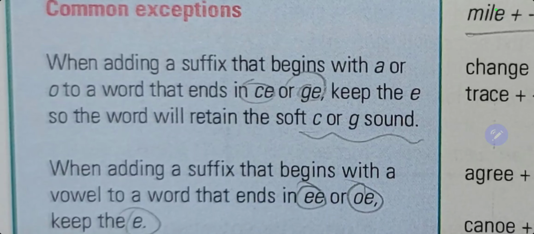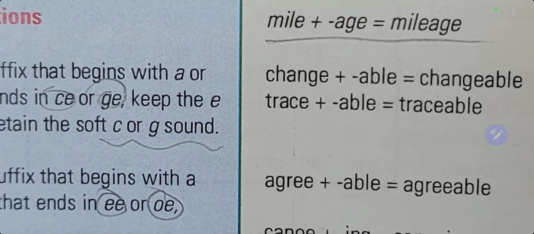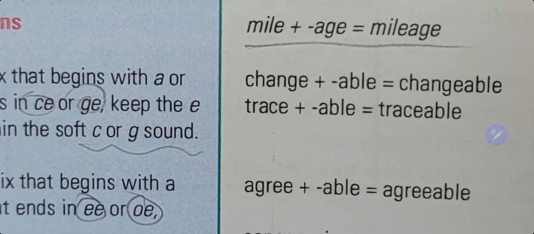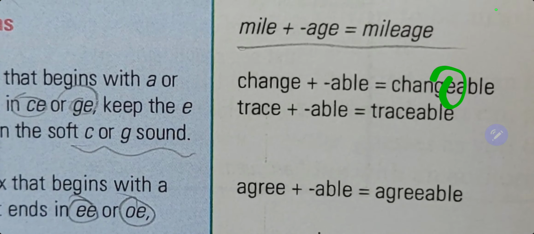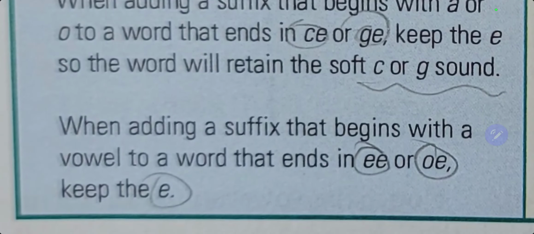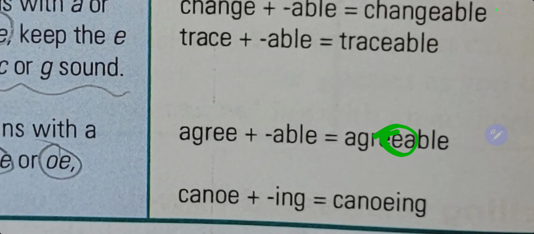And when you're adding a suffix that begins with an A or an O to a word that ends in CE or GE, you have to keep the E so that the word will keep a soft C or G sound. And when you're adding a suffix that begins with a vowel to a word that ends in E or OE, then you have to keep the E.